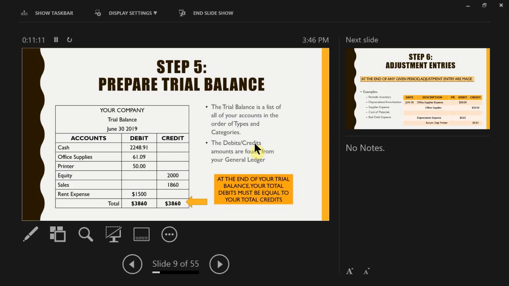Most commonly, step number 5 would happen towards the end of the given period. And we call that the unadjusted trial balance. So that's this one right here. I'm comparing all my stuff. My debits and my credits match. So that's the end goal for my trial balance.